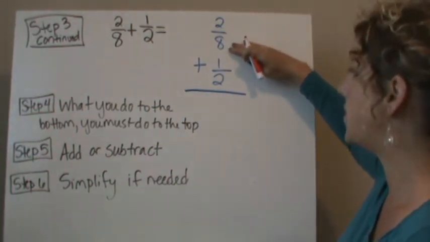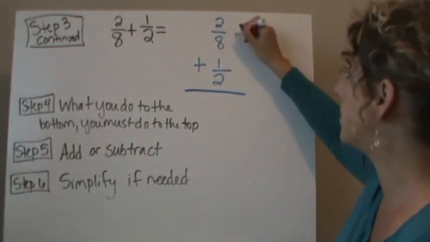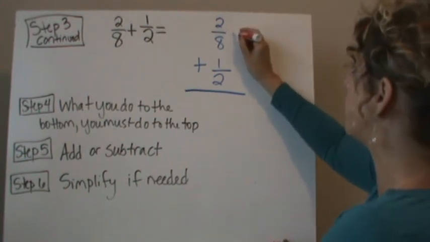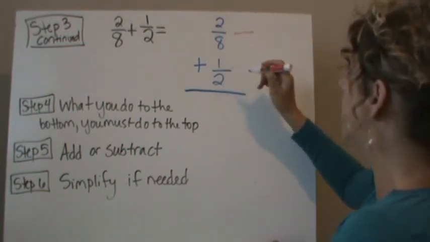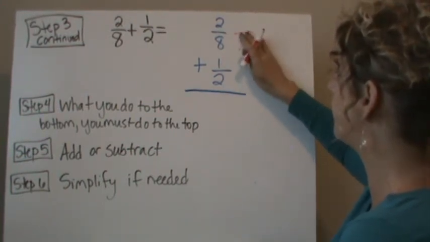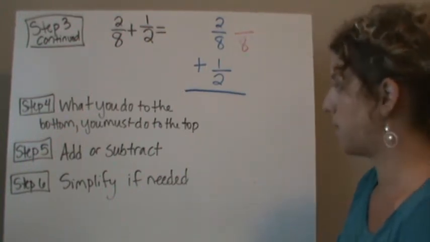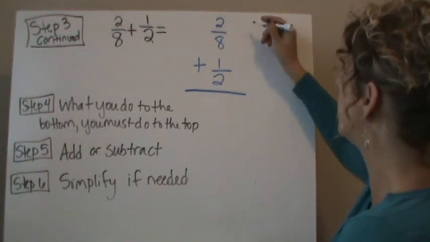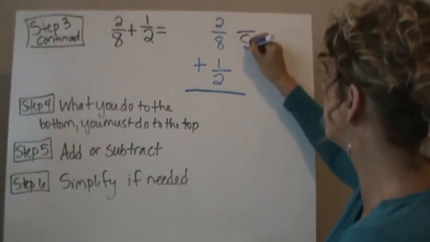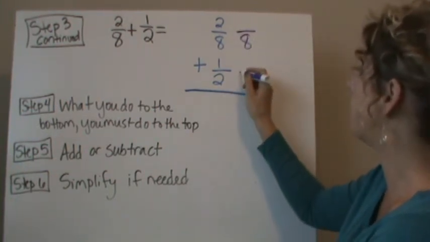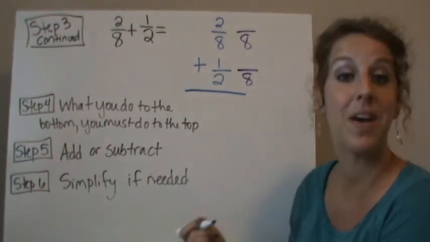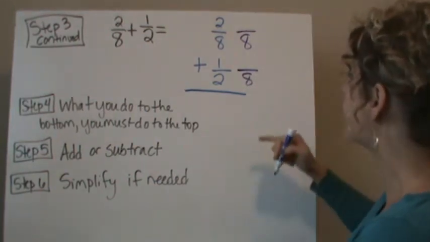So you started with 2/8. Your new denominator is your least common multiple, which is 8. This marker's not wanting to work. Okay, and then same down here. Now you have a common denominator.